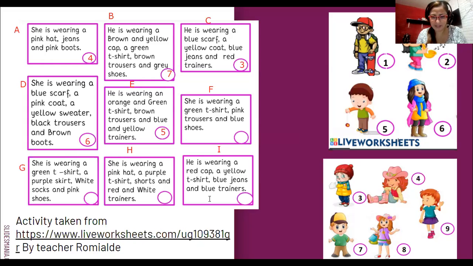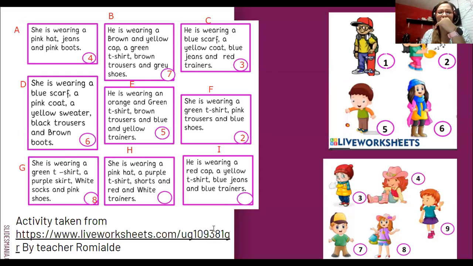Very good. Okay, now one volunteer for letter F, please. Me, teacher. Okay, Catherine, go ahead. She's wearing a green t-shirt, pink trousers, and blue shorts. It's number two. Okay, remember, blue shoes. Okay, thank you. Letter G, one volunteer. Thank you, Carlos. Go ahead. He's wearing a green t-shirt, a purple skirt, white sock, and pink shoes. Number eight.